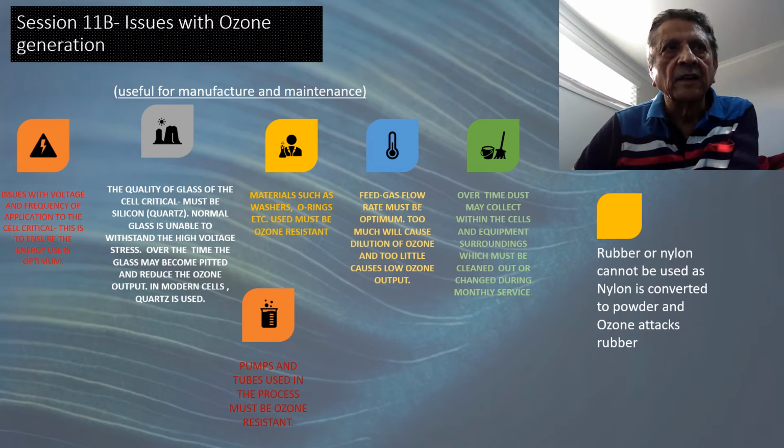If the voltage is higher or there is an issue with the conductivity, then sparks will be discharged and there will be noise. The quality of glass of the cell is critical. It must be quartz. Normal soda glass, first of all, is unable to withstand the high voltage stress and is not suitable for use as a cell of ozone.